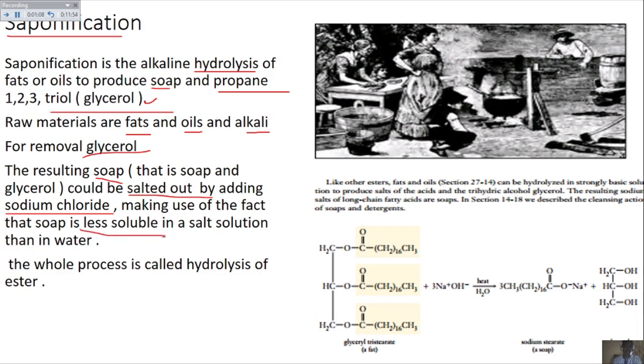less soluble. When the soap is less soluble, it means it takes a longer time for the soap to get dissolved in water in a salt solution than in water. It's less soluble in a salt solution than in water. Therefore, by the time you add the salt to the soap, because we said it is less soluble in salt solution, the soap will be precipitated out, and you can then collect it and the whole process continues.